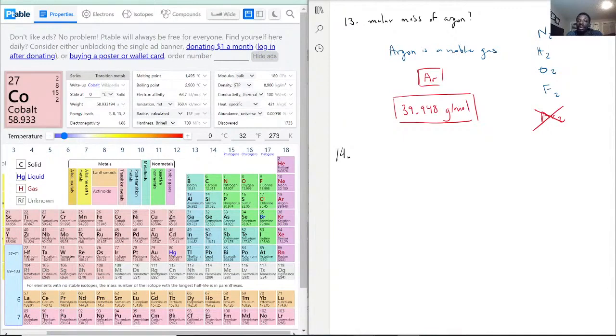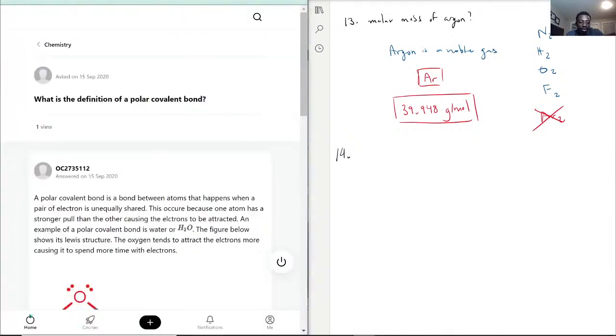There are ways to make non-polar bonds but still have a polar molecule, if that makes sense. But thinking about it, there's also ways to make polar bonds and have a non-polar molecule, because polarity usually indicates direction. So let's actually write the question down first. Definition of a polar covalent bond.